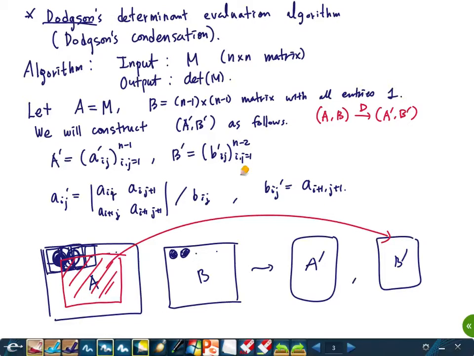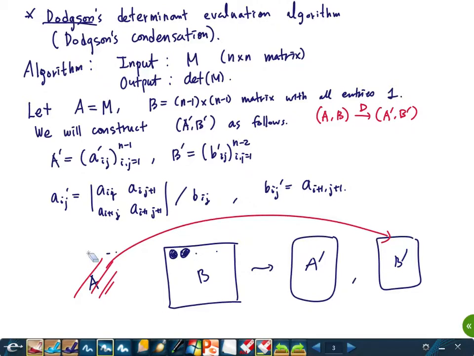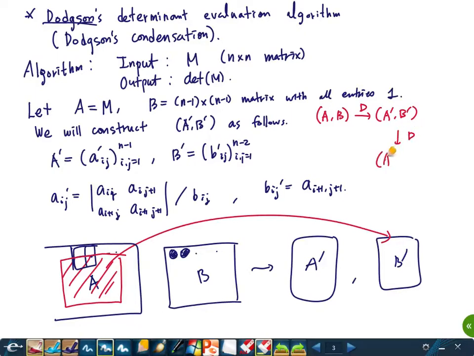I think now I can erase this. Wait a second. The question is, are the entries in B i j all 1? Yes, at the beginning, yes. But after this they will change. Here we obtain a new pair of matrices. Here they were all 1s, but now they are not all 1s. But we will do this again, A double prime, B double prime, etc. We will go this n minus 1 times, so that this has only one entry. And the claim is that this is the determinant of the original matrix M.